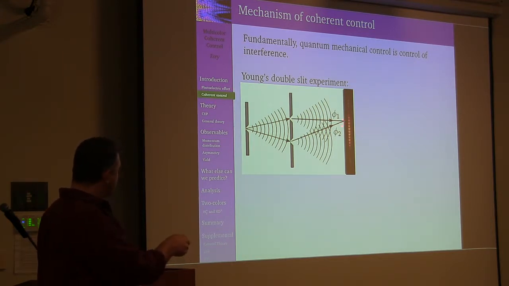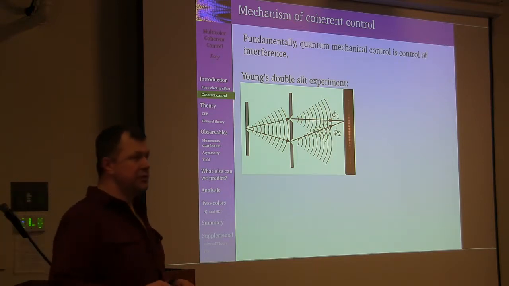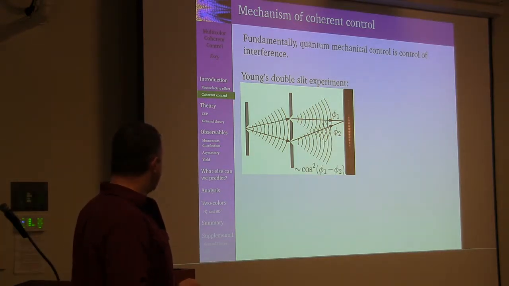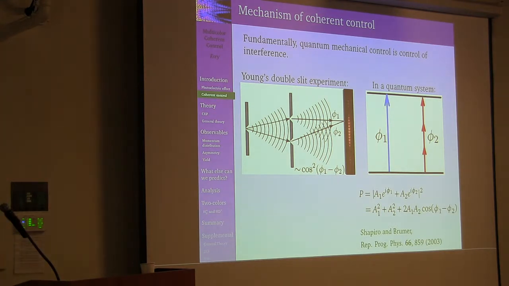And as you scan that point along here, that phase difference will change. Okay? And that's what gives you the interference. And it looks more or less like a cosine or sine squared of the phase difference. Okay? In a quantum system, we have exactly the same thing.